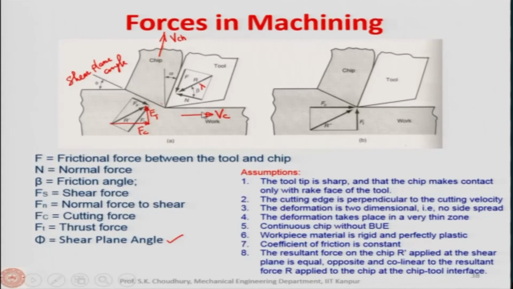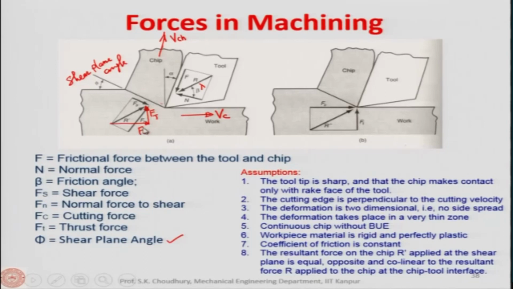So, now what we have is 6 components, all right: two components by resolving the r and 4 components by resolving the r prime, that is the F and the N in the rake face of the tool, that is along the rake face and perpendicular to the rake face. Fs and Fn will be because of the shear plane, along the shear plane and perpendicular to the shear plane, and Fc, Ft are the cutting force and the thrust force components.